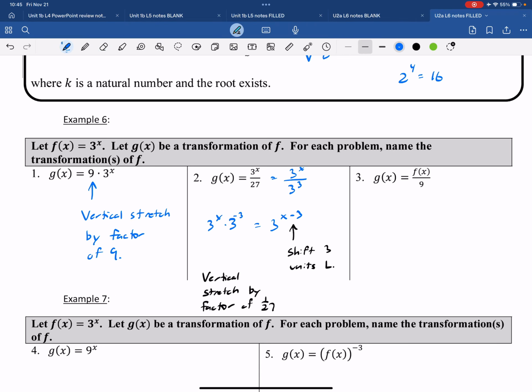Hopefully that makes sense. I had 27 in the bottom. That's the same as 3 cubed. When I move it to the top, now I make that exponent negative, and that turns to this. So it's not 3 units to the left. It's 3 units right. But you should be able to graph 3 to the x minus 3 on Desmos and 3 to the x over 27 on Desmos, and it should give the exact same thing. Okay?